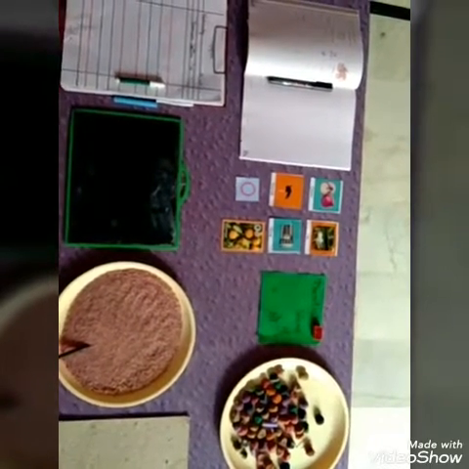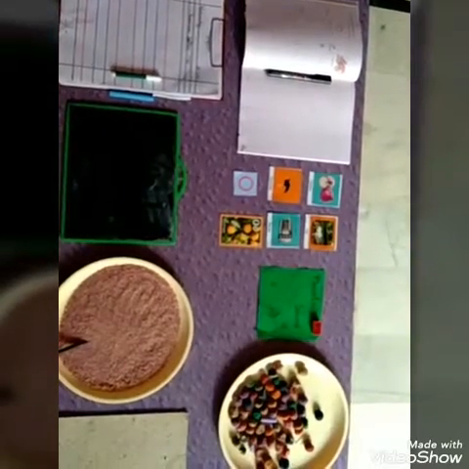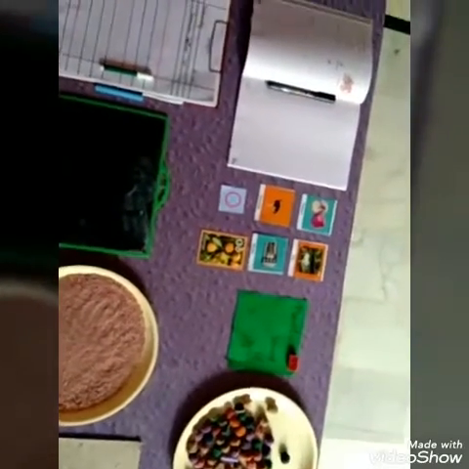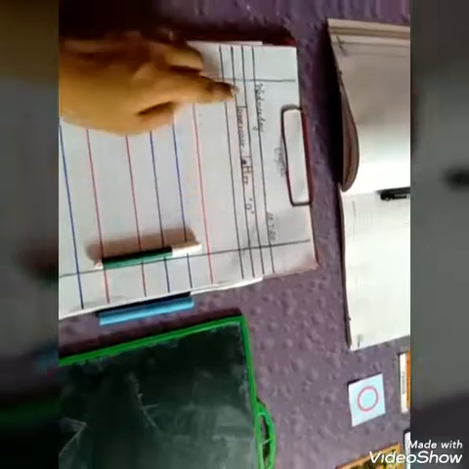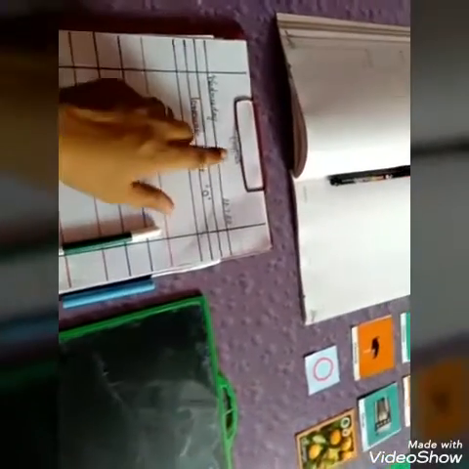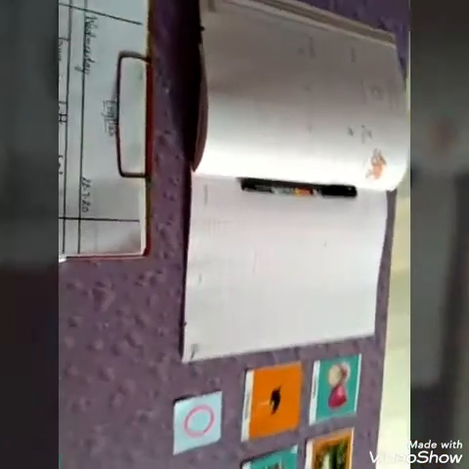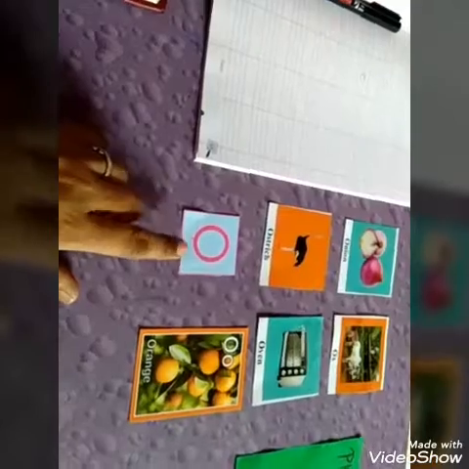Now, today we learn our next alphabet, letter O. Firstly, tell me what is the date today? Today is 22nd of July 2020. And what is the day today? Today is Wednesday. And which subject? English. Now we learn the letter O.